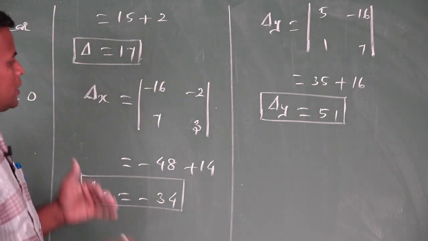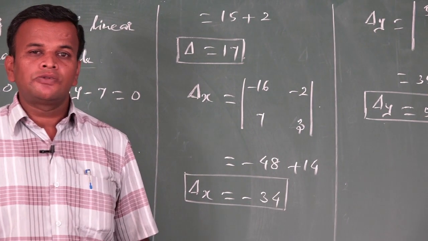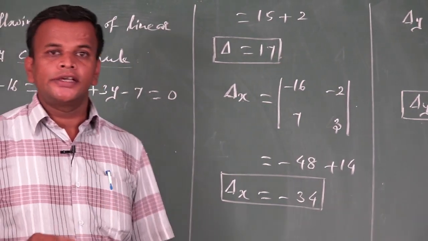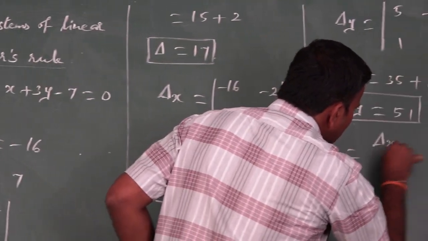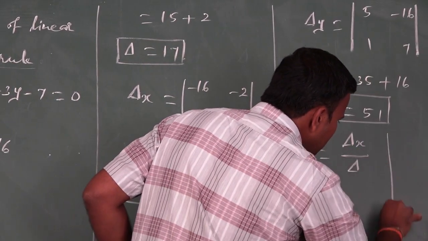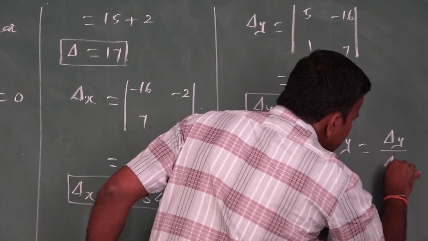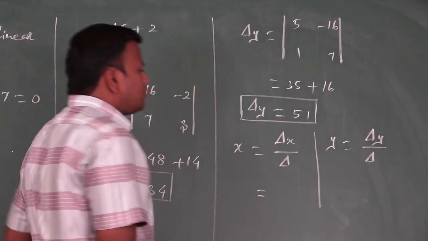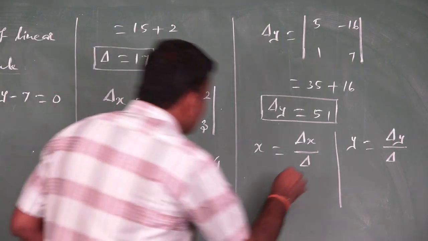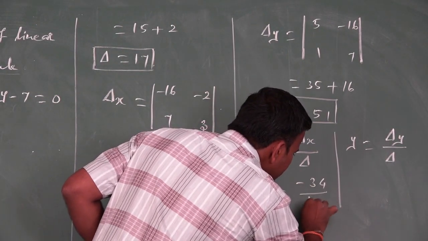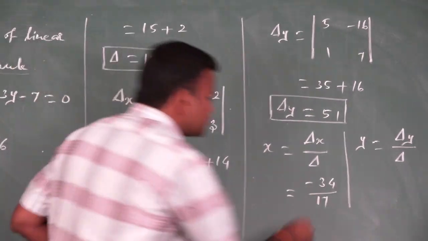Now we have found the required terms, that is, del x and del y. Next, we write the formulas. The formula to calculate x in Cramer's rule is del x by del, and the formula to calculate y is del y by del. The value of del x is minus 34, and the value of del is 17. So minus 34 by 17.